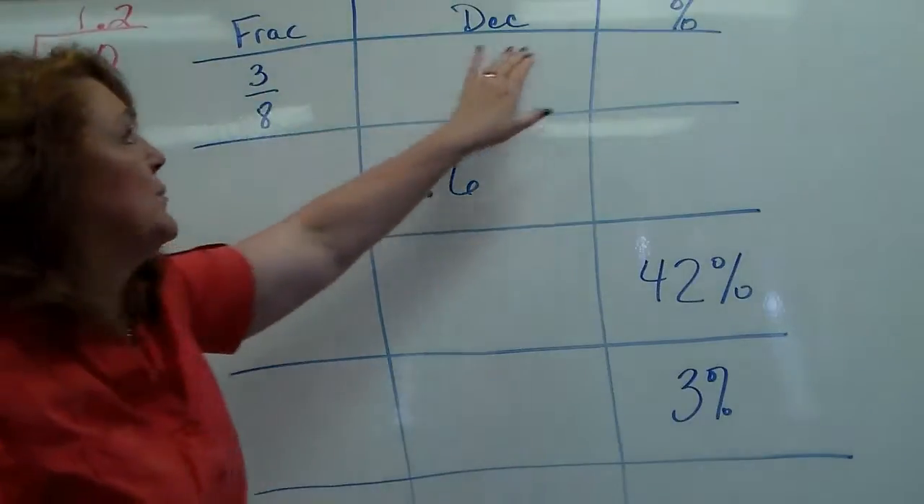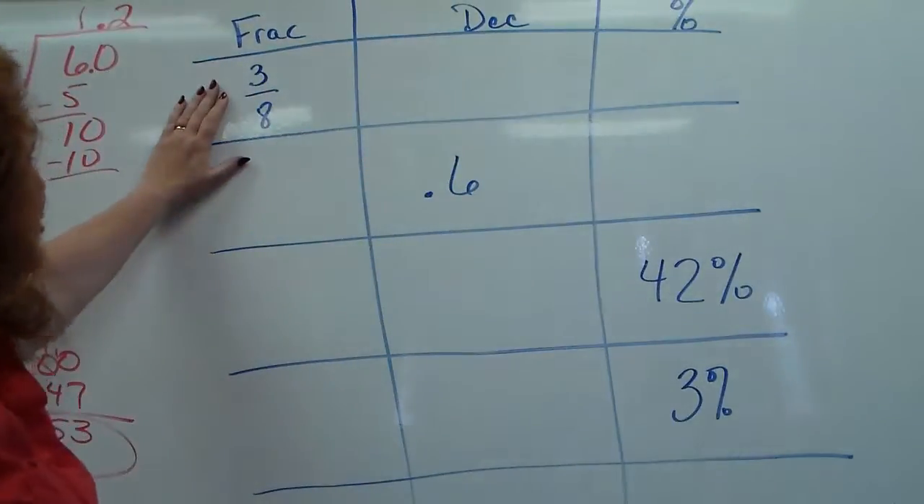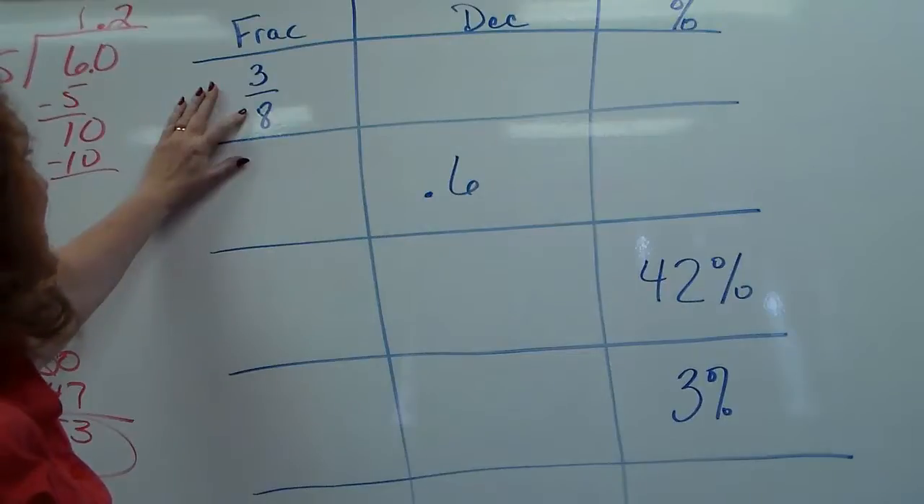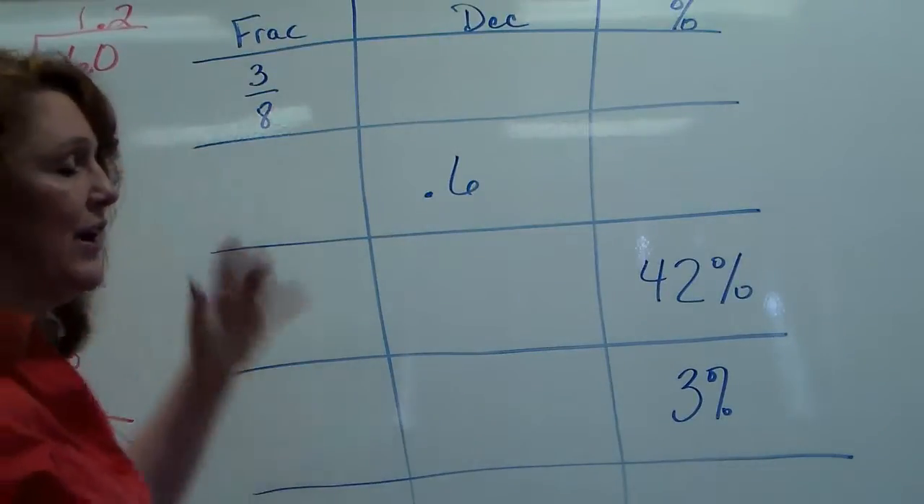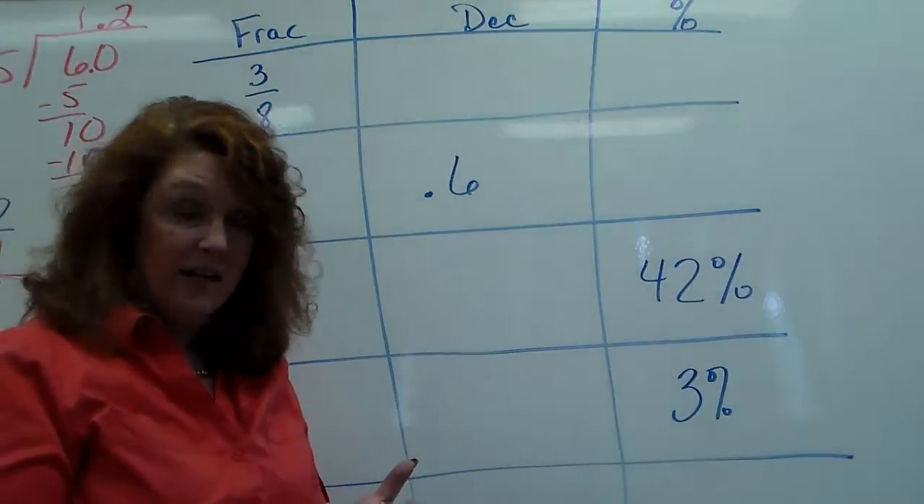We have fractions, decimals, and percents. Our fraction here is 3/8, and we need to make this be a number that has a 10, 100, or 1,000 in the denominator.